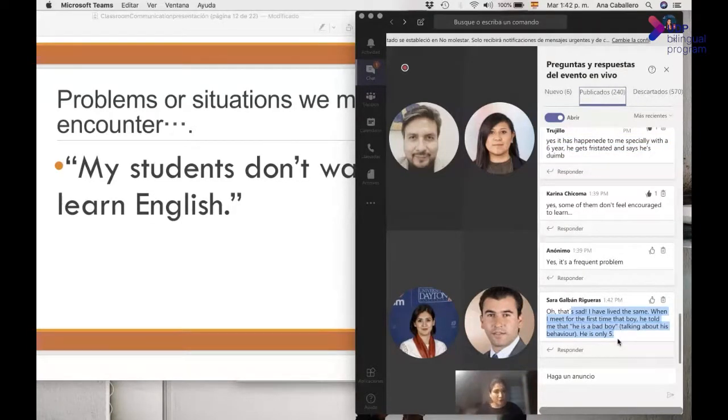Whenever they see the book, they start saying, "la clase de inglés otra vez." And they look at you and you look at them and you want to tell them, please, I'm here, I need you to pay attention, and you're desperate. But what we can do is first change your attitude.